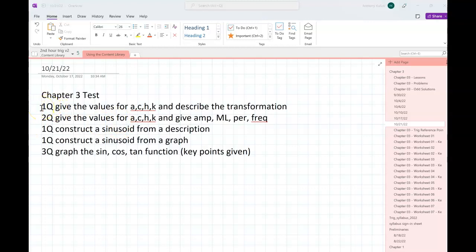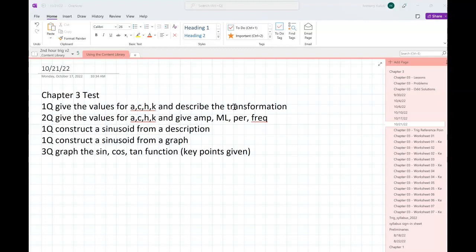So you have one question where I just give you the function. I'll ask you to identify the values for A, C, H, and K, and then to describe the transformation going on. So like reflection, stretch, shrink, shifting left, right, up, down. So on your note card, what would you want to have? How to find the transformation.